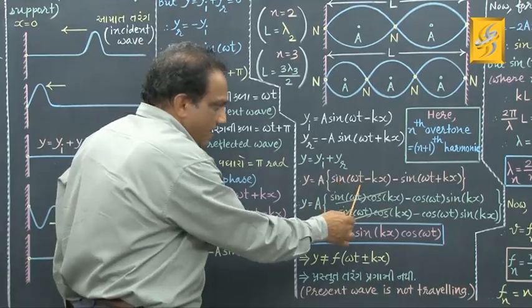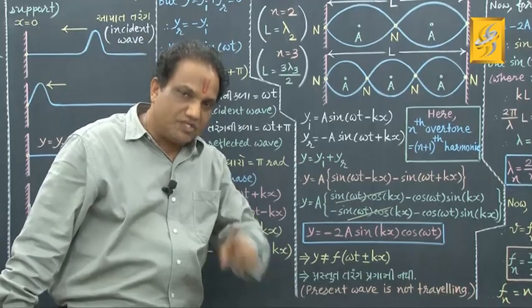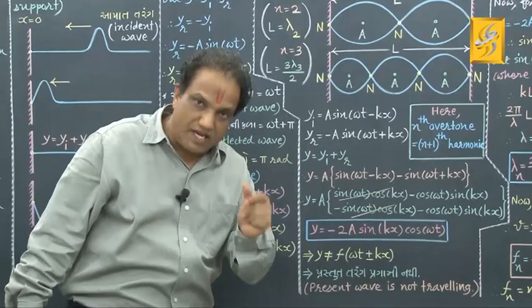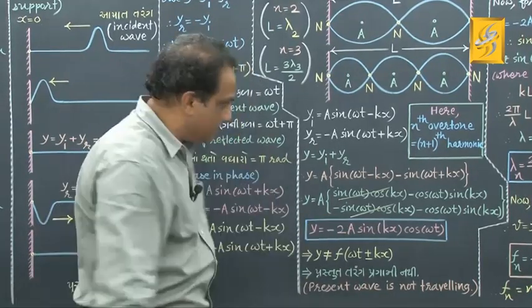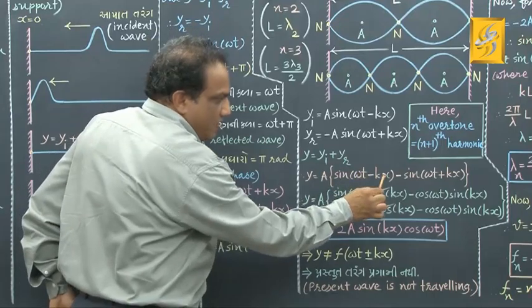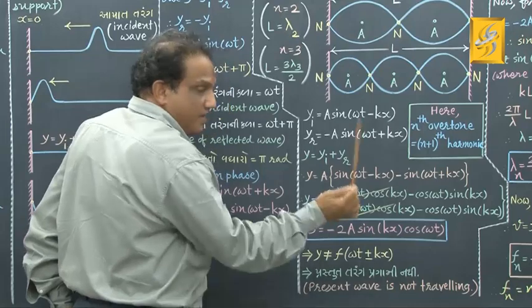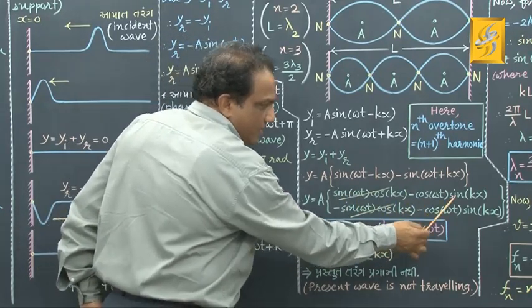Tell me, sine of alpha minus beta means what? Sine alpha cos beta minus cos alpha sin beta. Similarly here, sin omega t cos kx minus cos omega t sin kx.